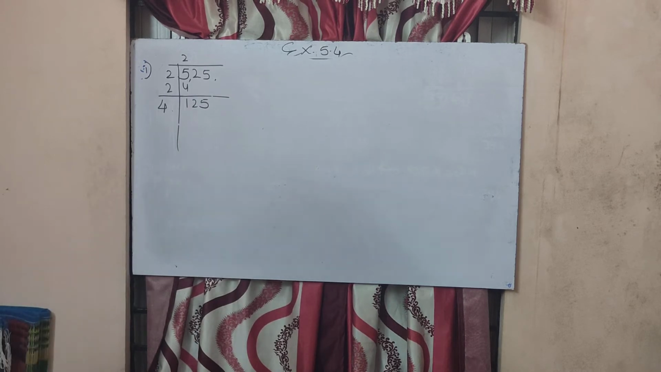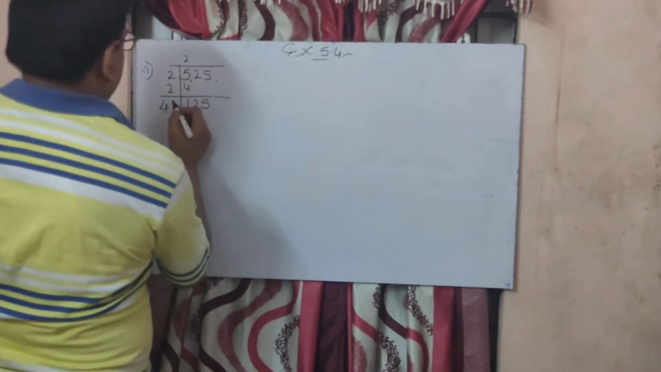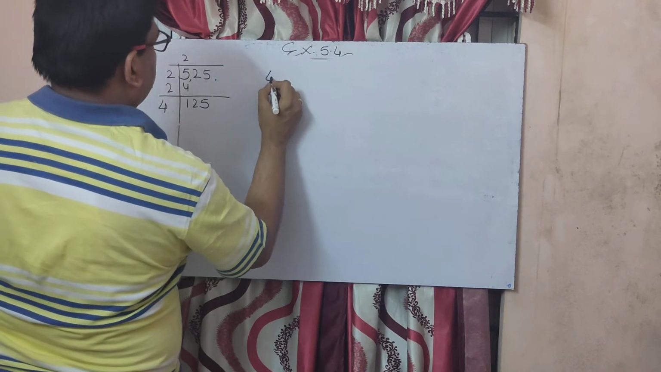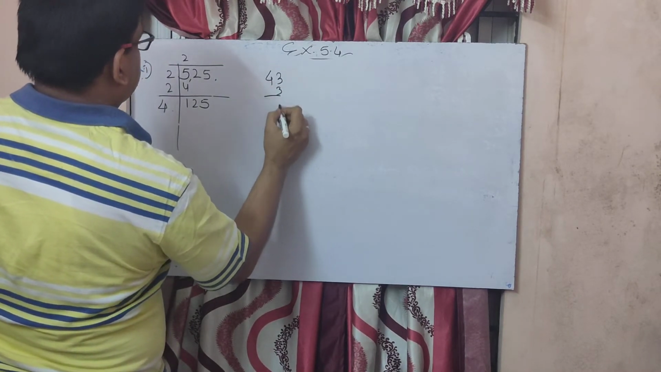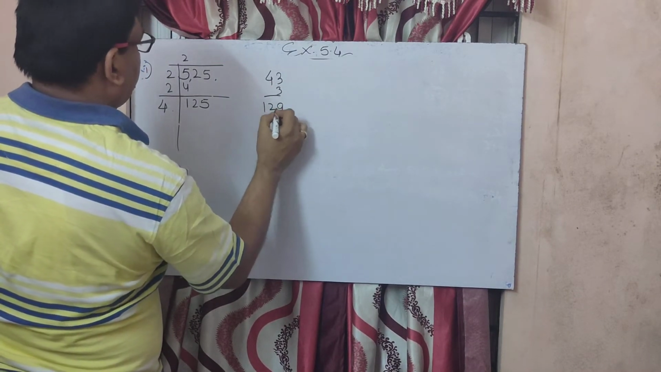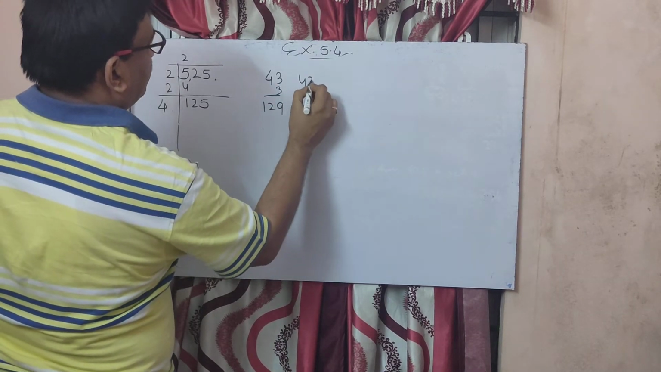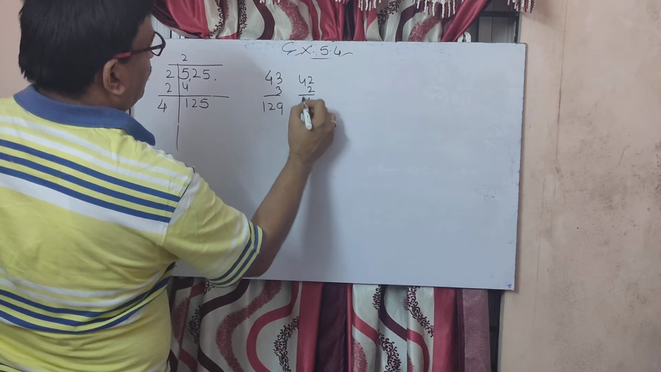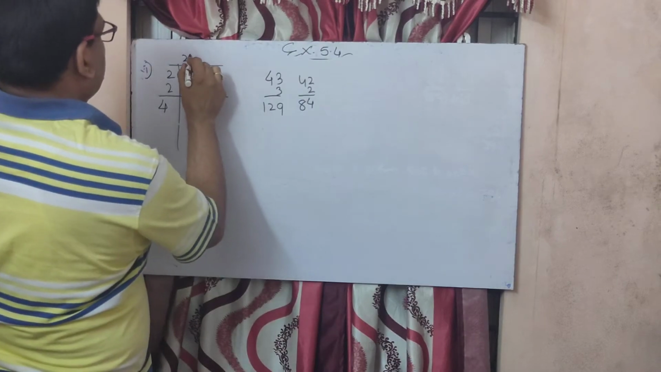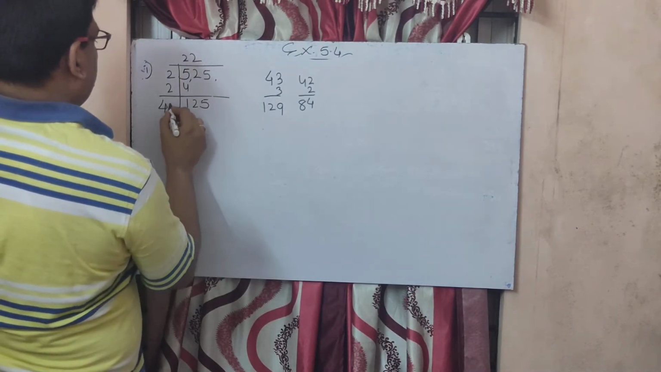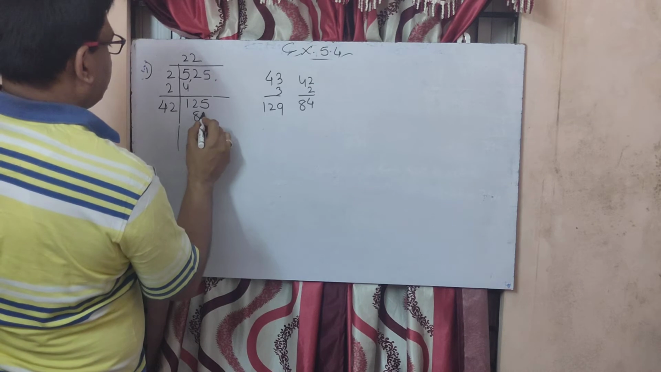Now 40. 3 3s are 9, 3 4s are 12, so it will be a little bigger. 42 2s are 4, 2 4s are 8. So now we'll write 42 2s are. How much is it? 84.